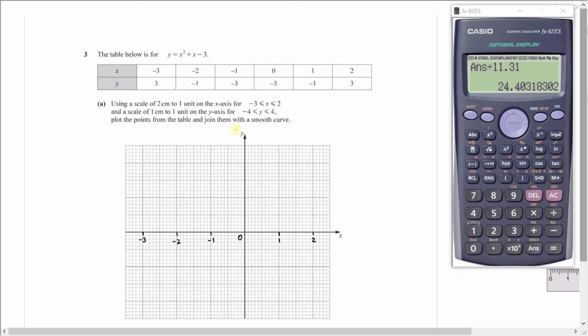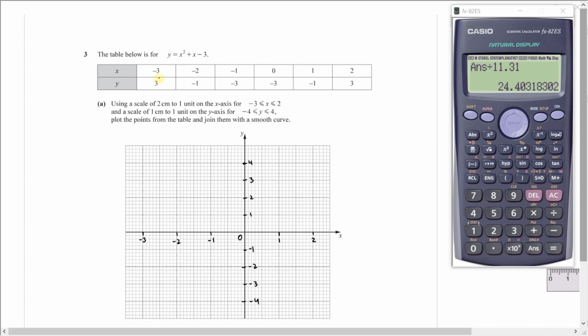And similarly for the y-axis, we have 1 centimeter for 1 unit from minus 4 to 4. So 1, 2, 3, 4. And then minus 1, minus 2, minus 3, and minus 4. So this is how you will draw the axis. So now let's plot the points.